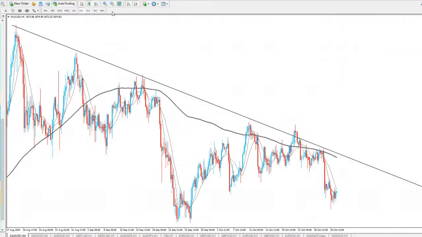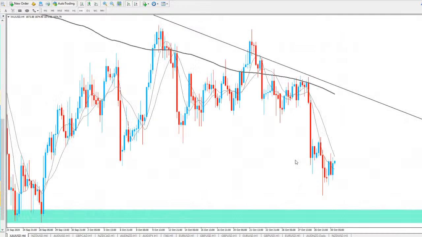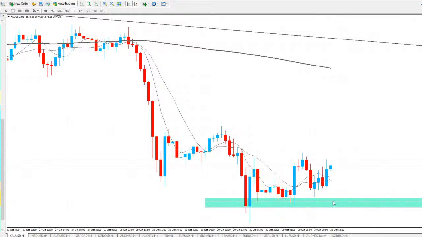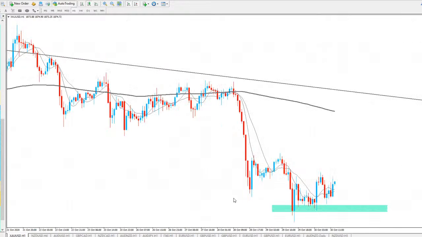It does look like we have found some support where we are. There's support down there, which is probably where we're expecting price to go to on the 4H. As you can see, we didn't quite get to that area. On the hourly, again, we're starting to look a little bit bullish. We had support there in the market, support along here. We're just kind of moving sideways there.